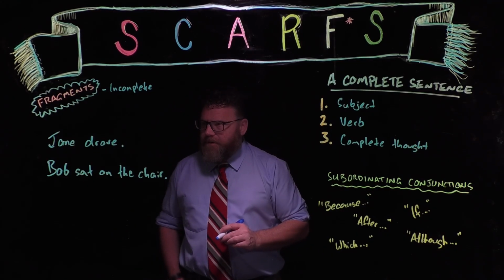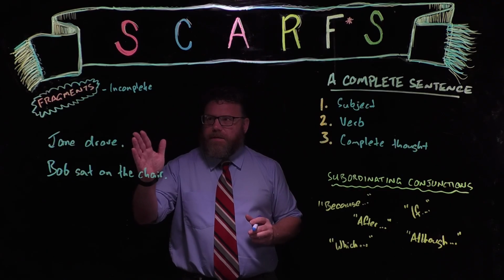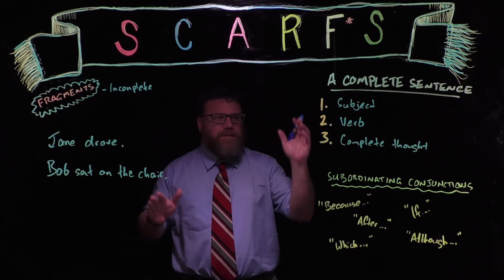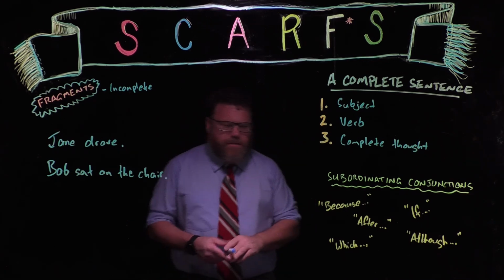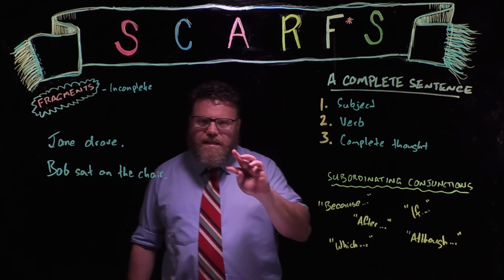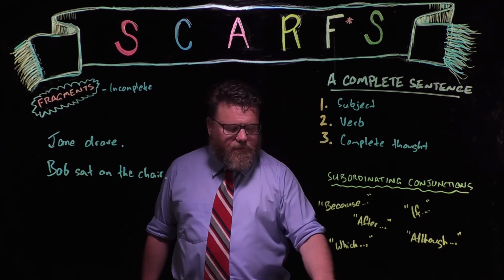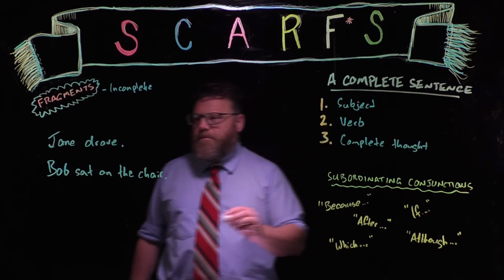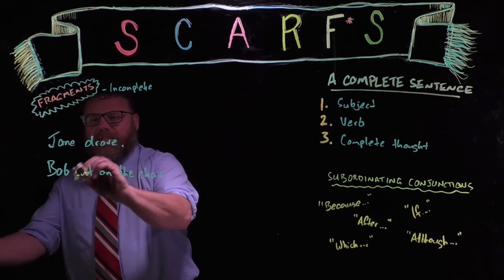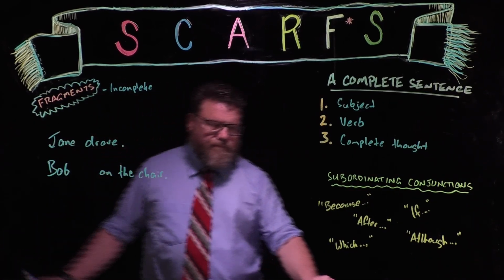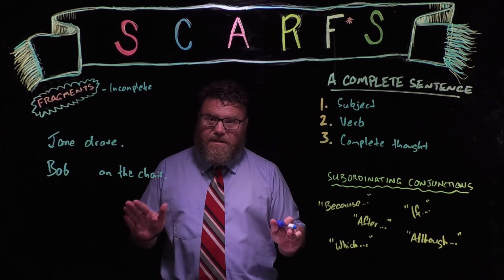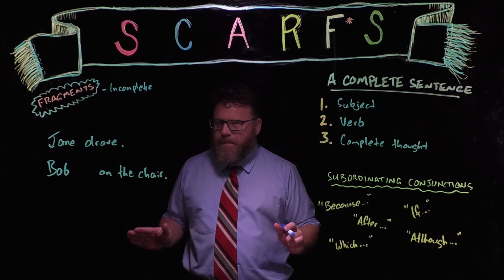But for now, you can see that these are both not sentence fragments because they fit the criteria of a complete sentence. Where we run into trouble is usually in one of two areas. The first is if we're missing the verb. So for example, if this just said Bob on the chair, we've got a sentence fragment, an incomplete thought.